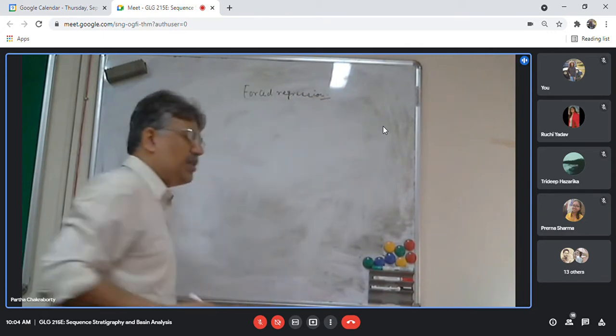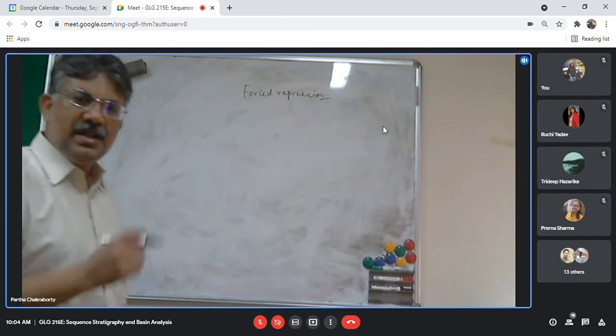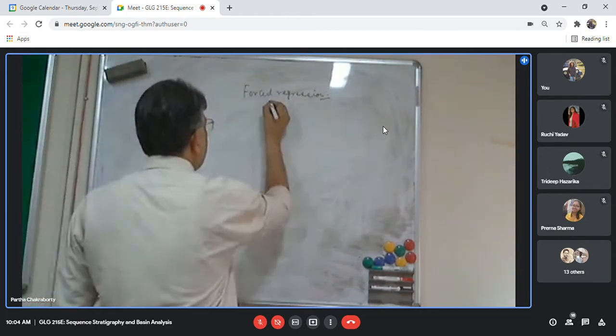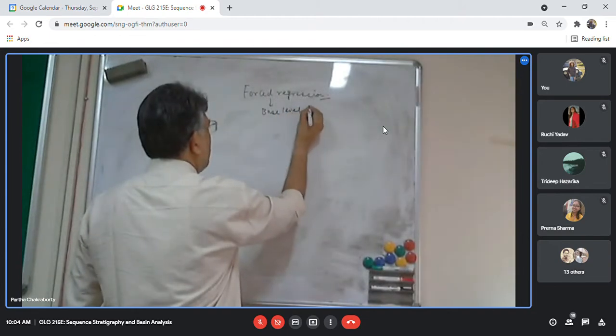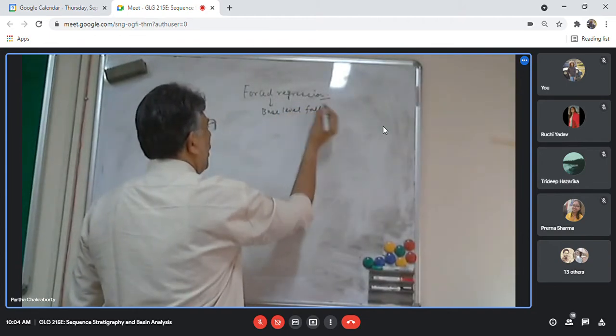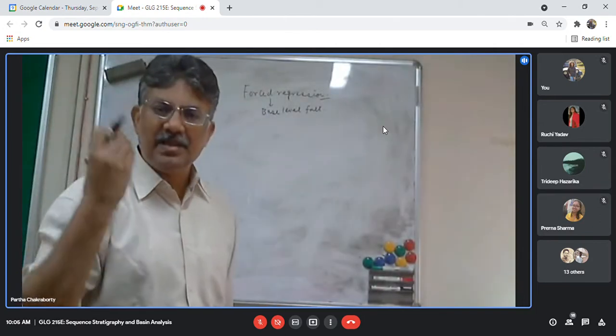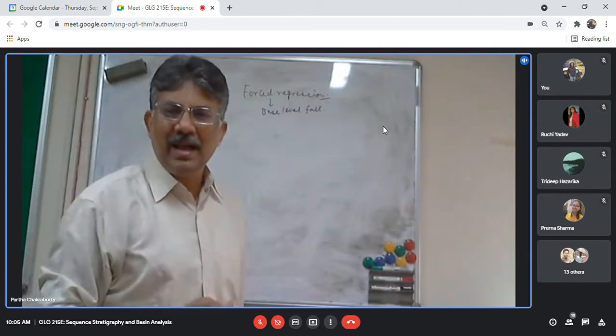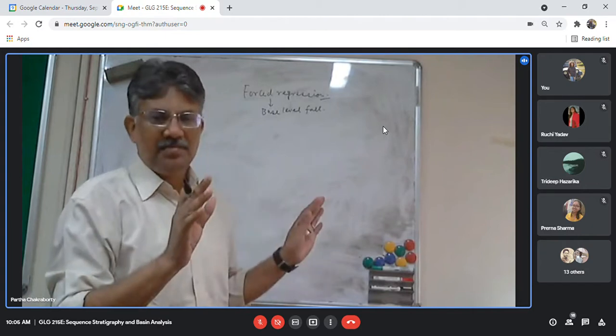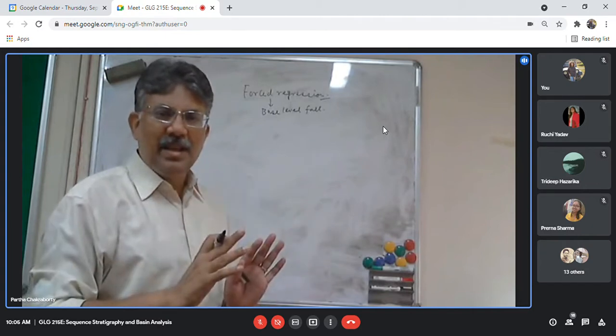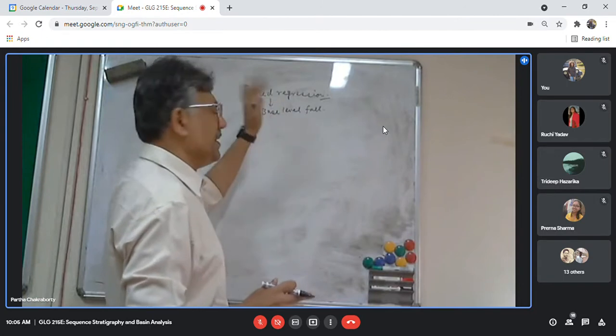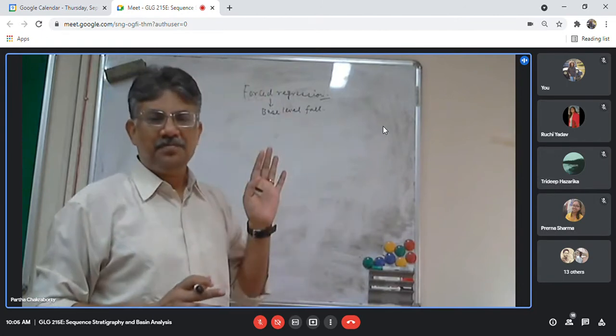Now, what is forced regression? Forced regression is the product of base level fall. Whether sediment supply is low or high, I am not bothered about that. My primary point here is that forced regression is basically because of base level fall.